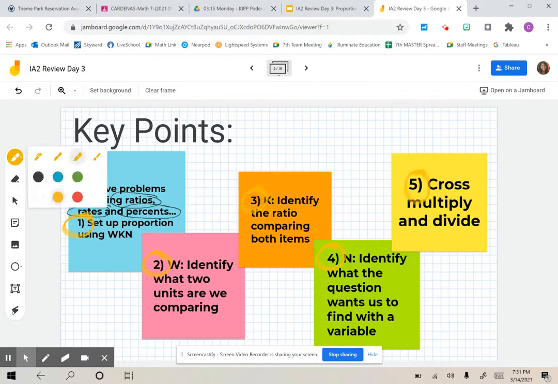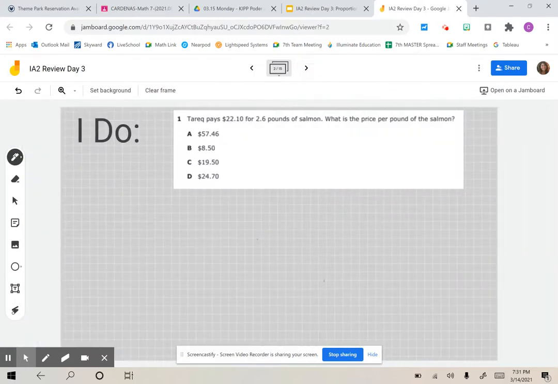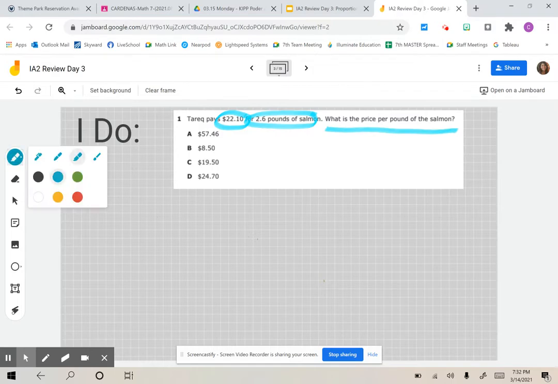So let's go ahead and look at a problem on the next slide to practice. So Tariq pays $22.10 for 2.6 pounds of salmon. What is the price per pound of the salmon? So the first thing I'm already seeing is that they are paying an amount of money for this much of salmon. So let me actually highlight that part as well. And the question wants to know the price per pound of the salmon.